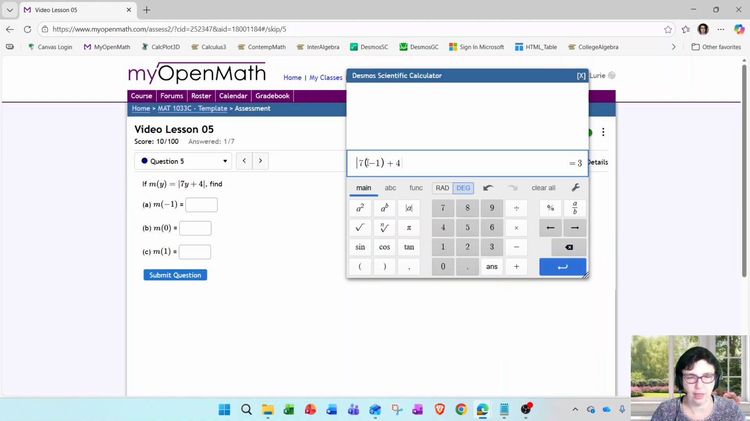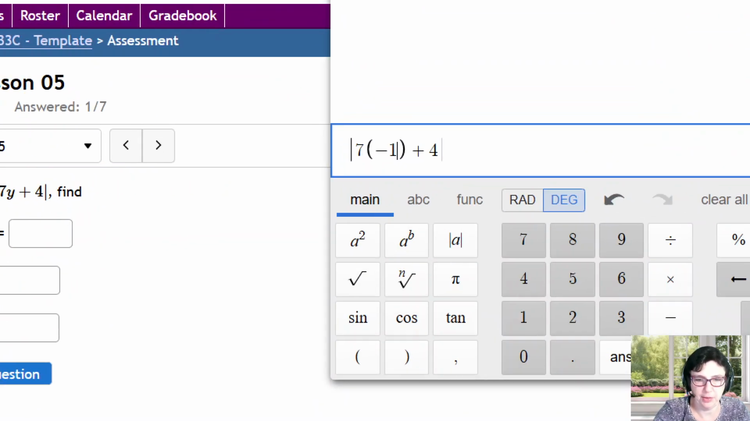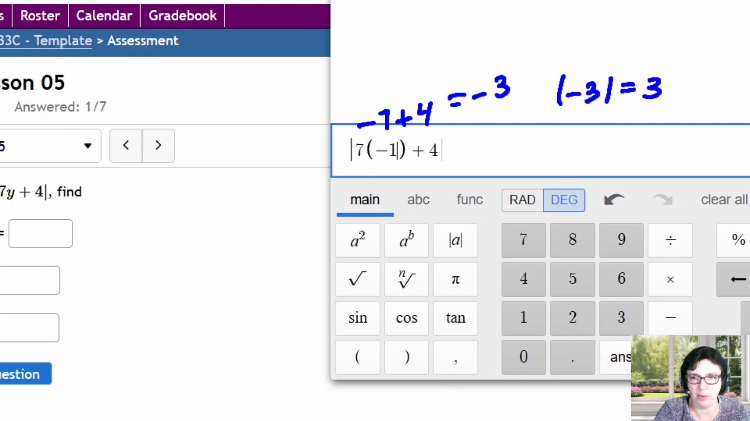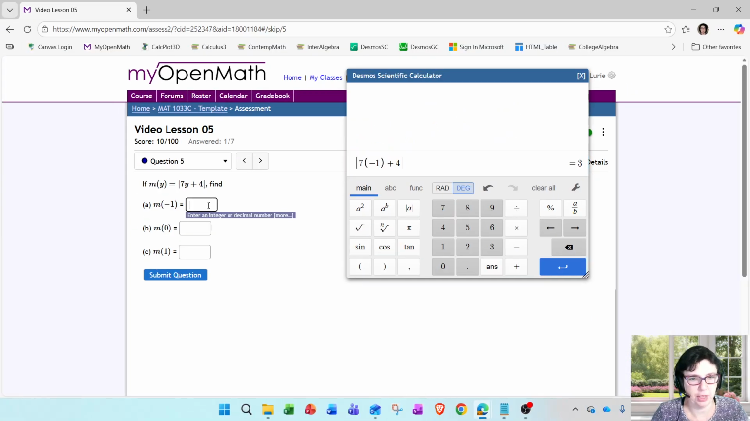Now, why is that? Well, here is what we're going to do. First, we're going to evaluate what's inside the parentheses, because parentheses come first. So 7 times -1 is -7, right? And then +4, what is that? Well, that's going to be -3. But remember, the absolute value of -3 is 3. So if the number is negative, that gets rid of the negative, so that's going to be 3.